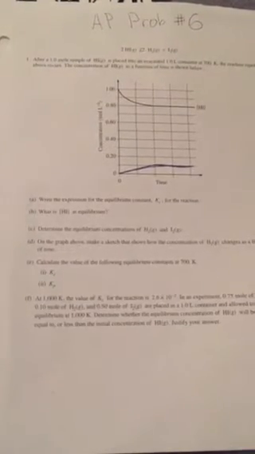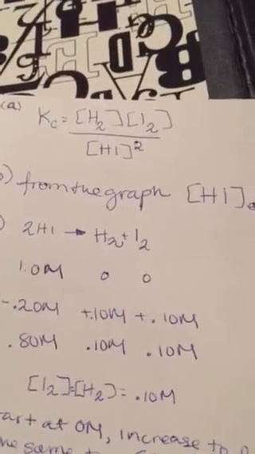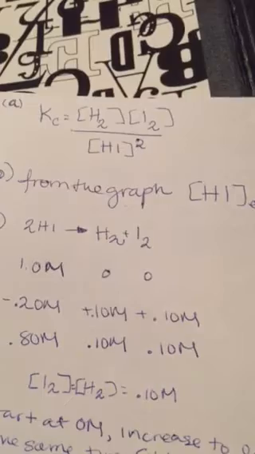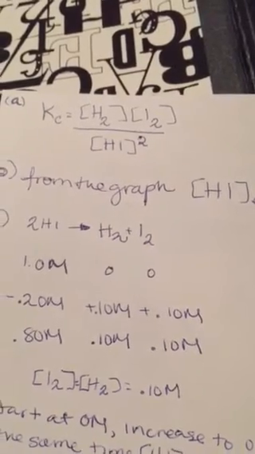So for part A, we had to write the equilibrium expression, or the K for the problem, and that's right here, so H2 times I2 divided by HI squared.